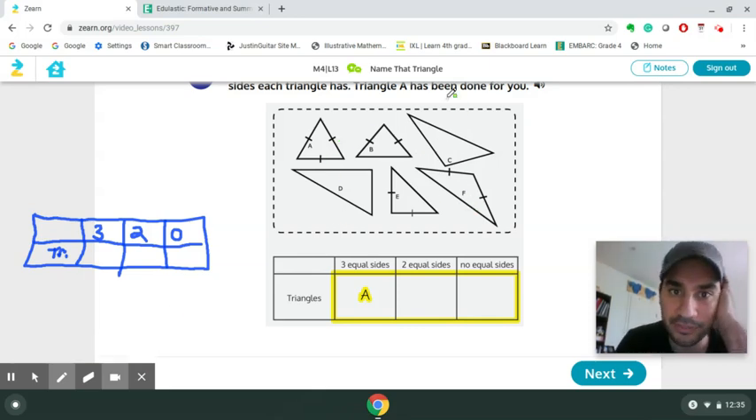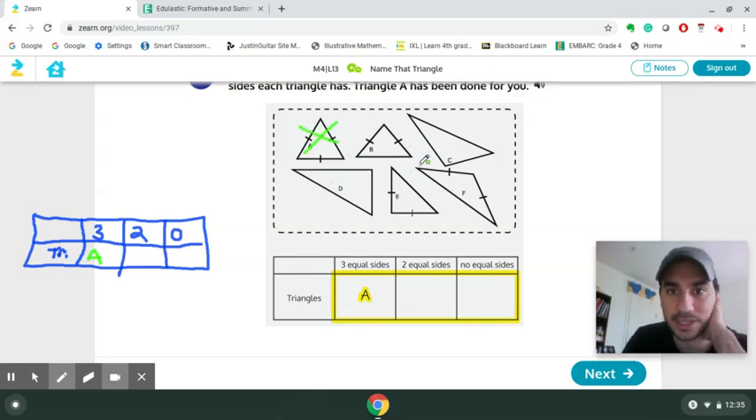So which triangles have 3 equal sides? Well, we can visualize it, or we can look at our tick marks. Remember, tick marks tell us if sides are equal. It looks like A is the only triangle with 3 tick marks, with 3 equal sides. So let's put that in. And they already did it for us. Once I'm done with it, I'm going to cross it out.